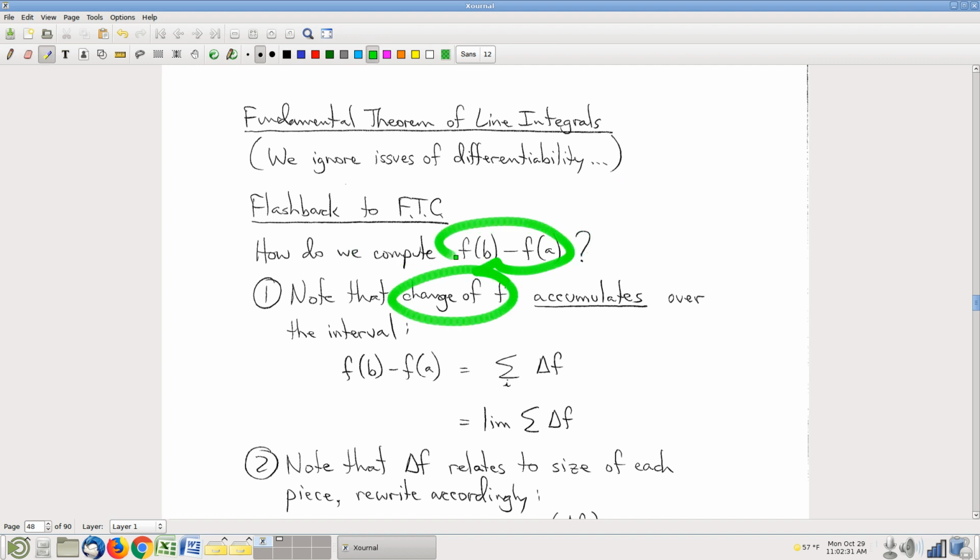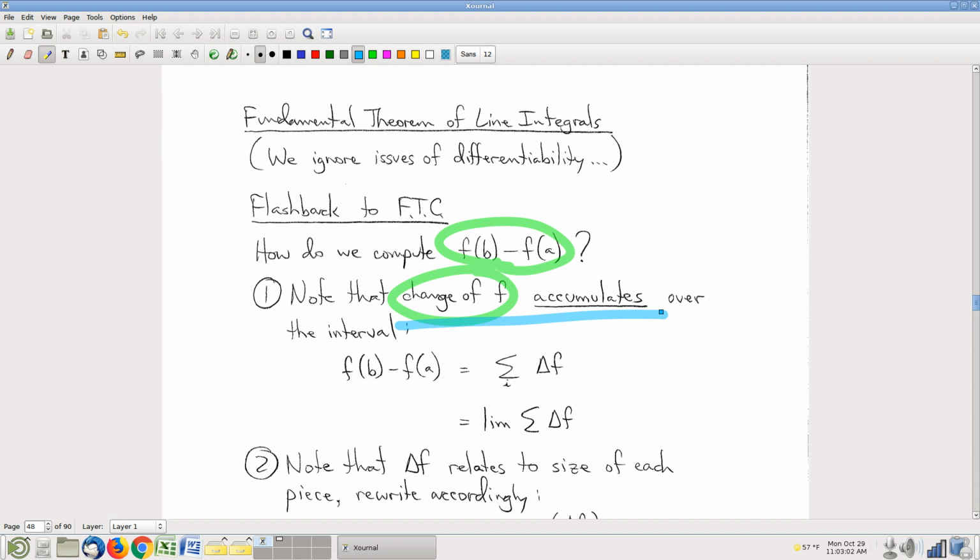First observation, I can interpret this expression. That's not just some random algebraic expression. That's something I can think of as change. We're keeping track of how much this function f changes over an interval. So I'm just going to call that change. Okay. Next big observation. This is a big one. This quantity is an accumulating quantity. And I'd like to talk about what I mean by an accumulating quantity.